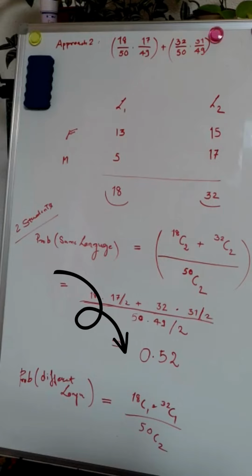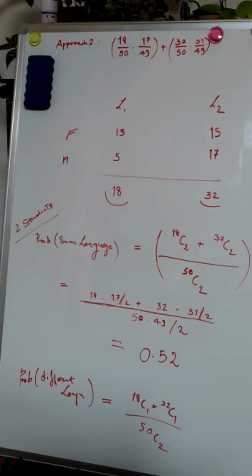If you had to choose two students from different languages, implying one from L1 and the other from L2, you can do the same: pick 18 C1, that means 18 students here, and 32 C1 from the other. So you can combine 18 C1 into 32 C1. So 18 students here, 32 students there; 18 into 32 are the total possible combinations you can pick one student from each of the languages.